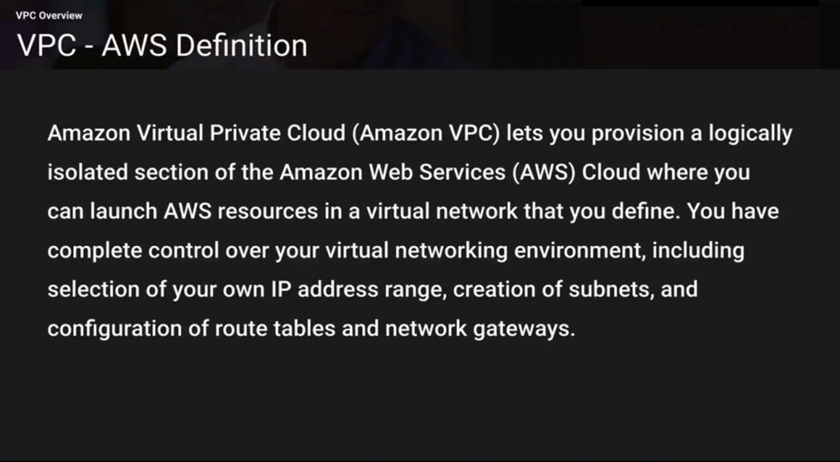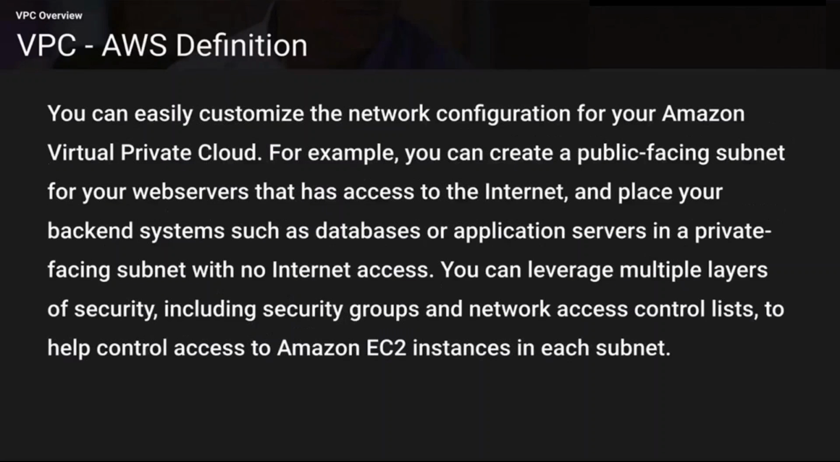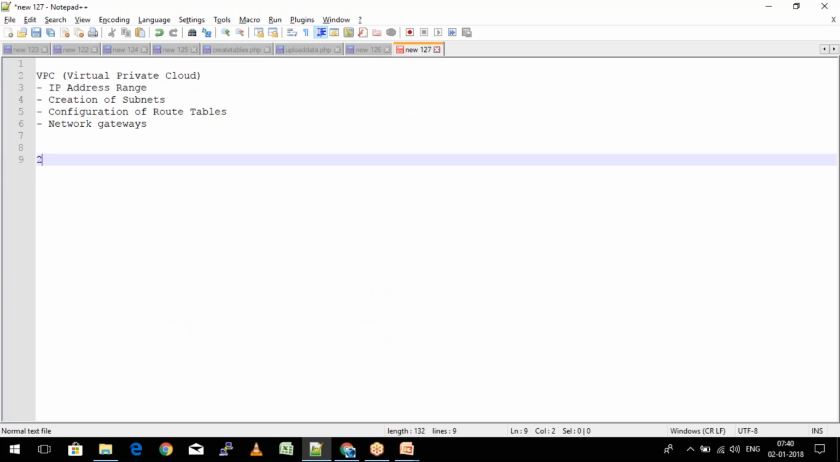Now you can easily customize your network configuration for your Amazon Virtual Private Cloud. For example, you can create public facing subnets for your web servers that have access to the internet, and place your backend systems such as databases or application servers in a private facing subnet with no internet access. Now what does this mean? Usually whenever we are going to build any application, it is either a 2-tier or 3-tier application, we call it.